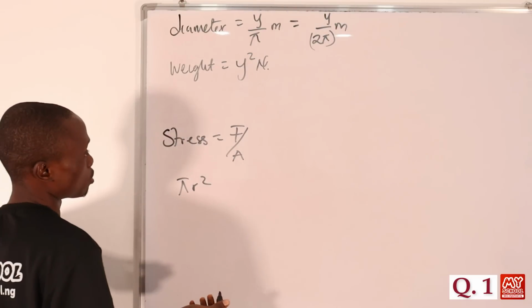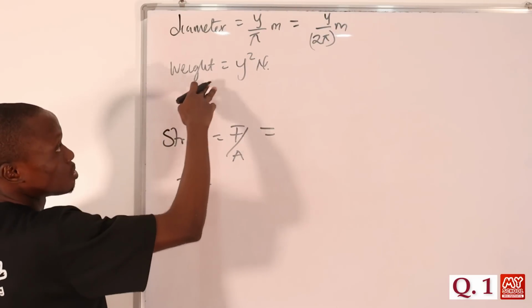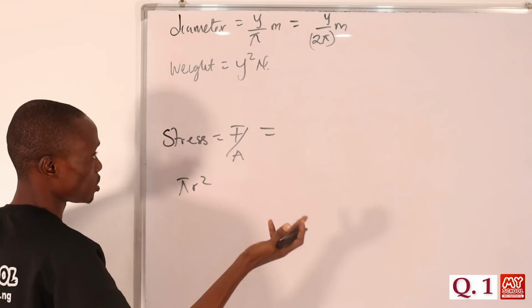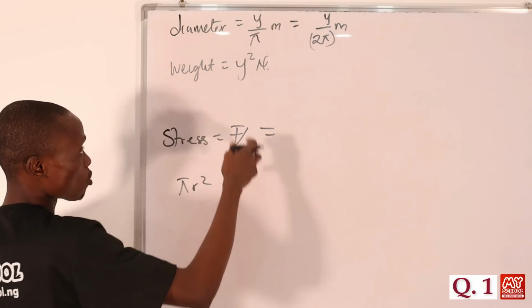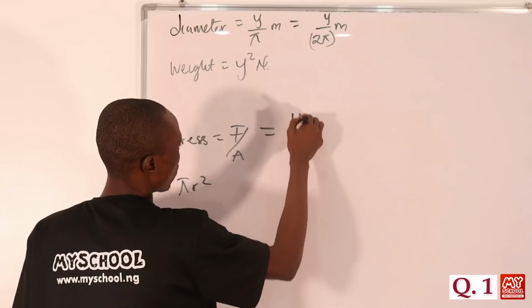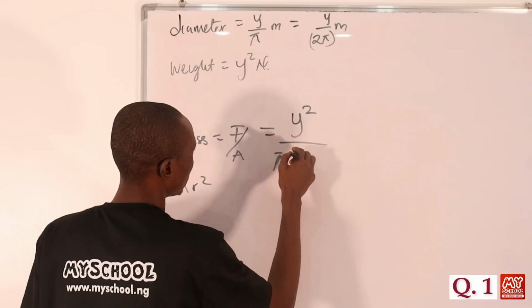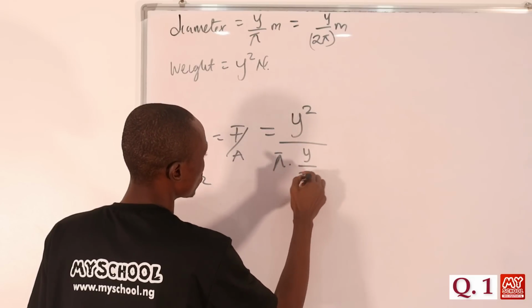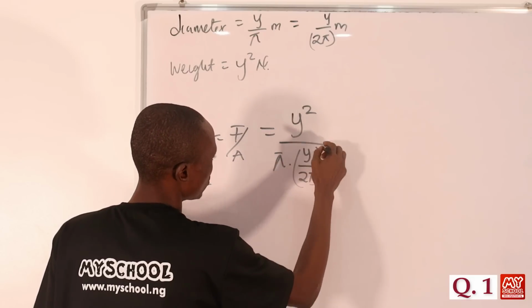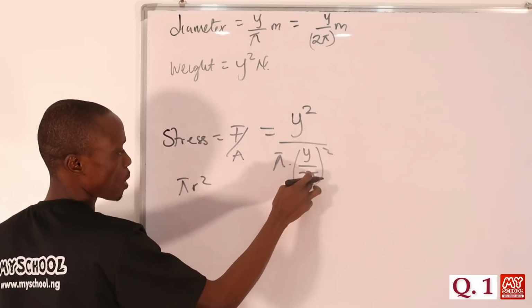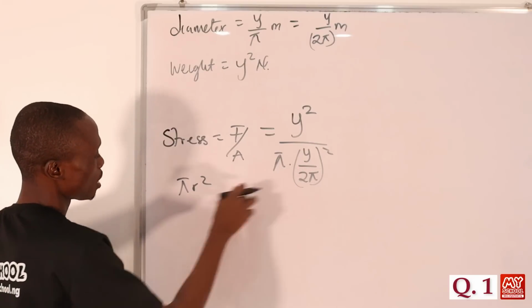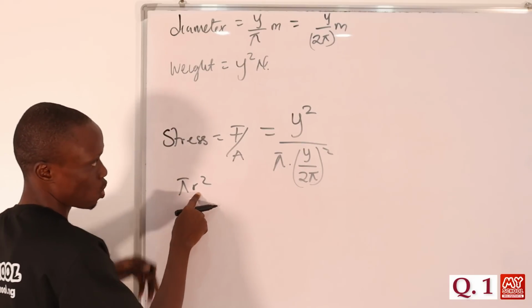So it's just for us to substitute. Remember that weight is the force acting on the body due to gravity, right? So weight and force are literally the same. So here we have our y square over pi times y over 2 pi in bracket square. Remember, y over 2 pi represents our radius, right? And our radius from our formula here is squared, okay?